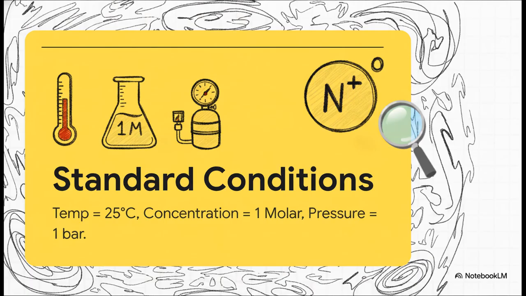Now, to keep all these potential values from turning into a chaotic mess, IUPAC mandates standard reduction potentials. So whenever you see that little naught symbol next to the E, it means the potential was measured strictly under standard conditions. That means exactly 25 degrees Celsius, a 1 molar concentration for any solutions, and exactly 1 bar of partial pressure for gases. No exceptions.